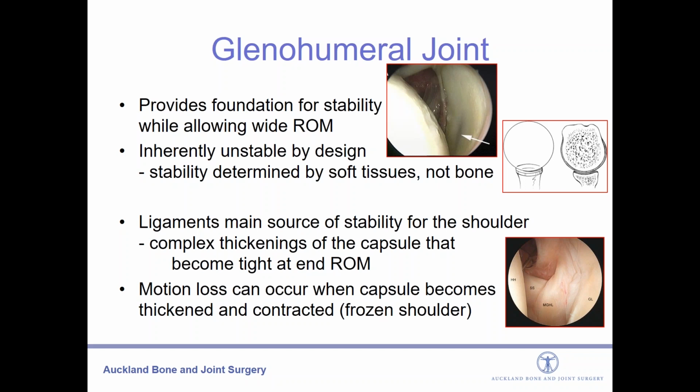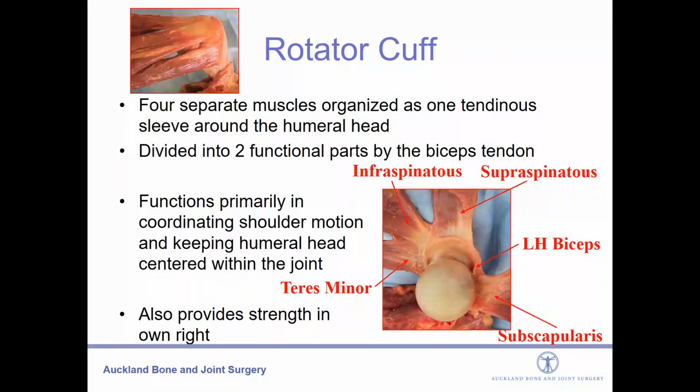You've got the static restraints, which are the ligaments, and really the ligaments are thickenings of the capsule itself, and they become tight at the end range of motion. They're the static restraints. Then you've got the dynamic restraints, which is the rotator cuff and the other muscles around the shoulder, which I'll talk about in a moment. But as you can imagine, if that capsule and those ligaments become thickened and contracted, that can be a cause for motion loss, just like if they become very loose, it can be a cause for instability.